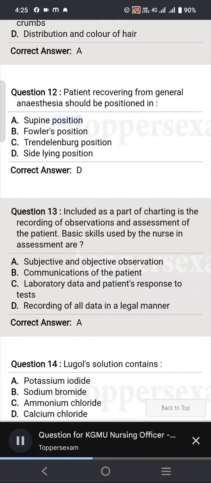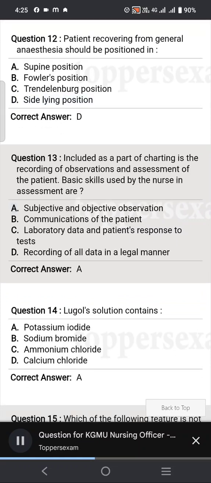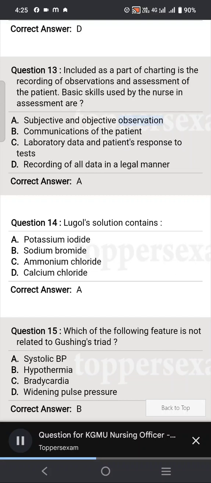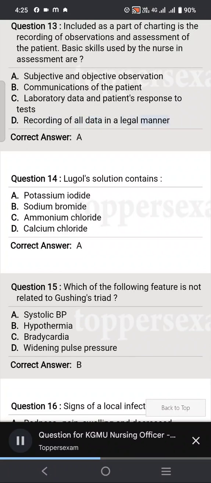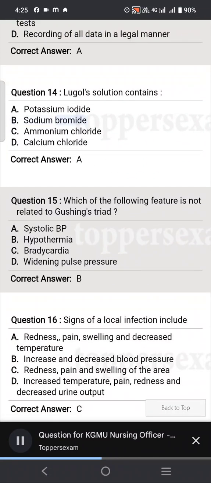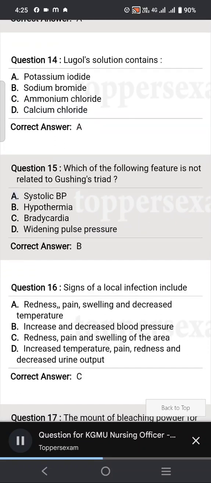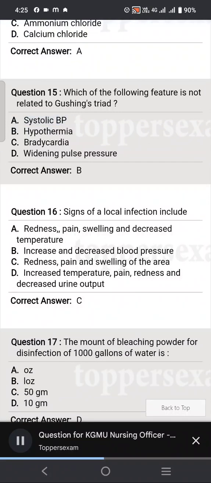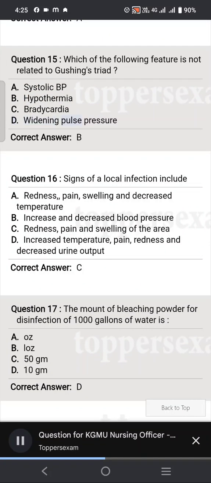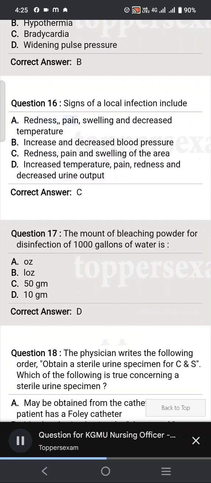A. Supine position. B. Fowler's position. D. Side-lying position. A. Subjective and objective observation. B. Communications of the patient. D. Recording of all data in a legal manner. B. Sodium bromide. D. Calcium chloride. A. Systolic BP. B. Hypothermia. D. Widening pulse pressure. A. Redness, pain, swelling and decreased temperature. B. Increase and decreased blood pressure. D. Increased temperature, pain, redness and decreased urine output.